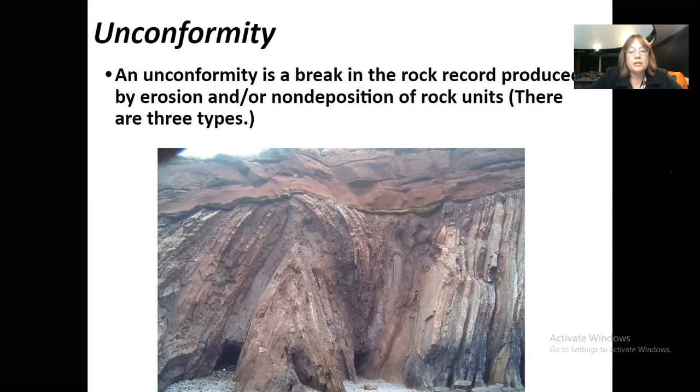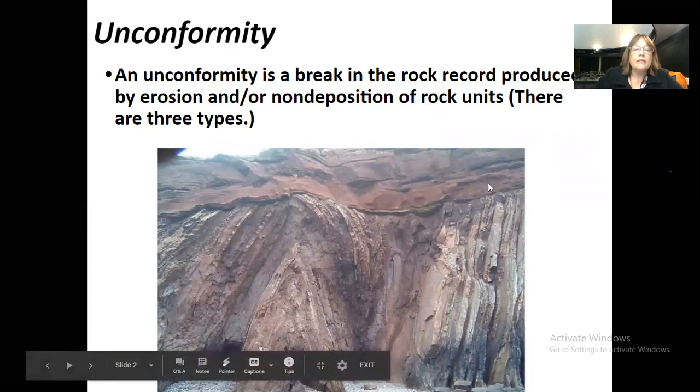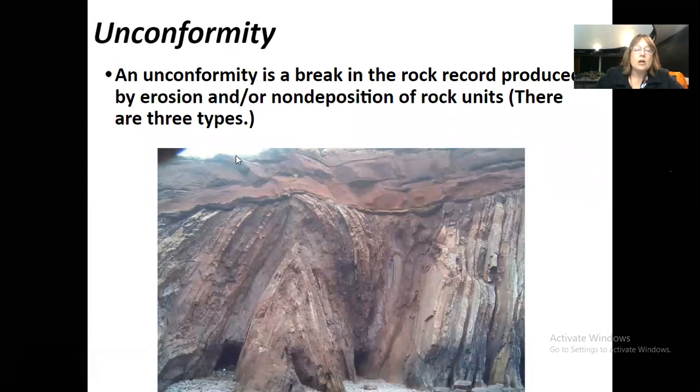So if we look at the picture that's shown on the screen, here is a location where there is an unconformity. These layers below and these layers above are separated by a long period of time. That long period of time is a portion of the Earth's history in that location where no new material was added to this rock formation. In fact, some material was removed.